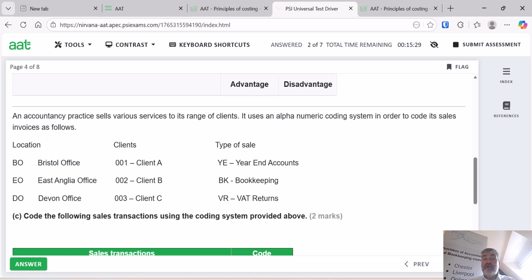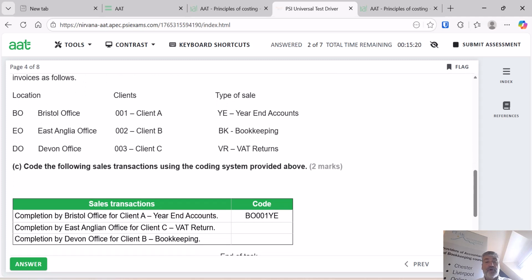Okay, well, we next have a coding application question. We are given a code book, and what we've got to do is to use that code book to code up the following sales transactions. The first one has been completed for us. We have a sales transaction which has been completed by the Bristol office, so the code begins with BO. For client A, so the second part of the code refers to the specific client. Client A is 001, and then finally the end of the code refers to the type of sale. It's for year-end accounts, so the code ends with YE.